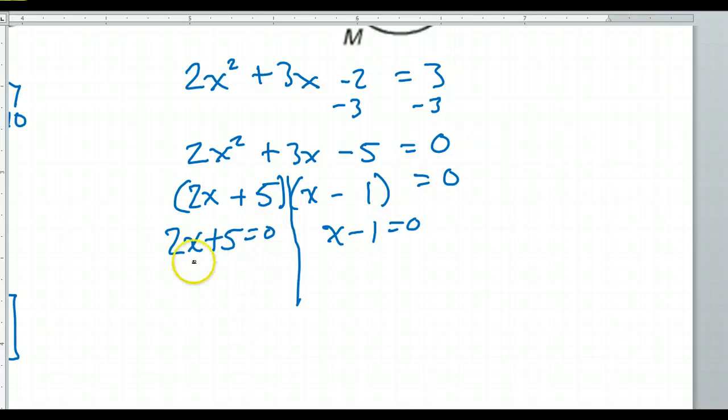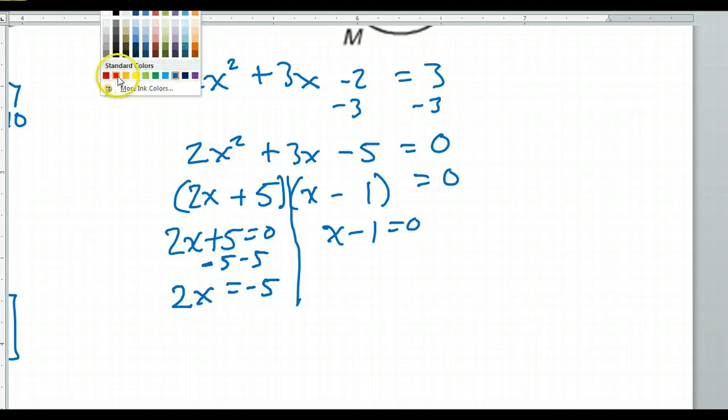So if I set both of these equal to 0, I'll get my 2 solutions. So subtracting 5 from both sides, so that'll be 2x equals negative 5. Divide by 2.